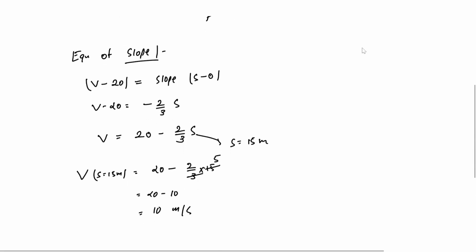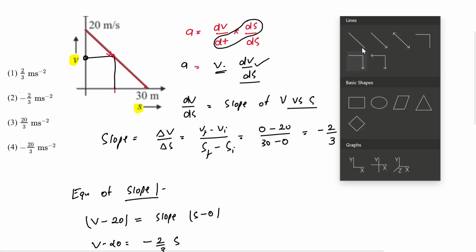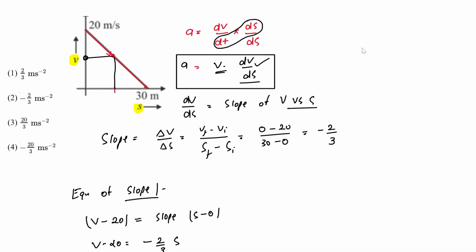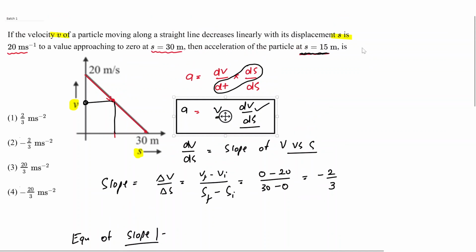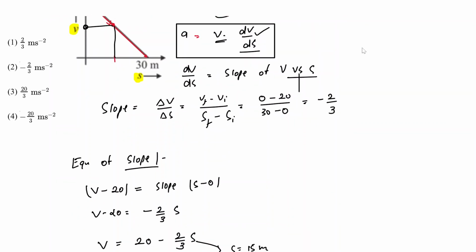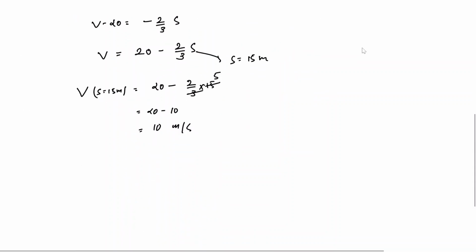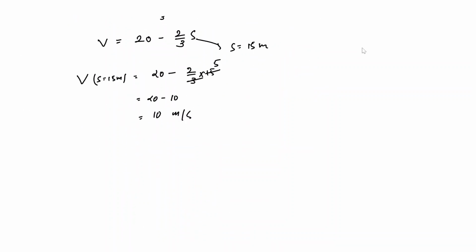So now we just have to put these values in our equation. This is our basic equation, that the acceleration is basically the rate of change of velocity per unit time, which can also be written as v times del v over del s. So we have the value of v, we have the value of del v over del s, we just have to put the values. So the acceleration is v times del v over del s. V we have calculated at s equals 15 meters, the value of velocity is 10 meter per second, times del v by del s, which is minus 2 by 3.